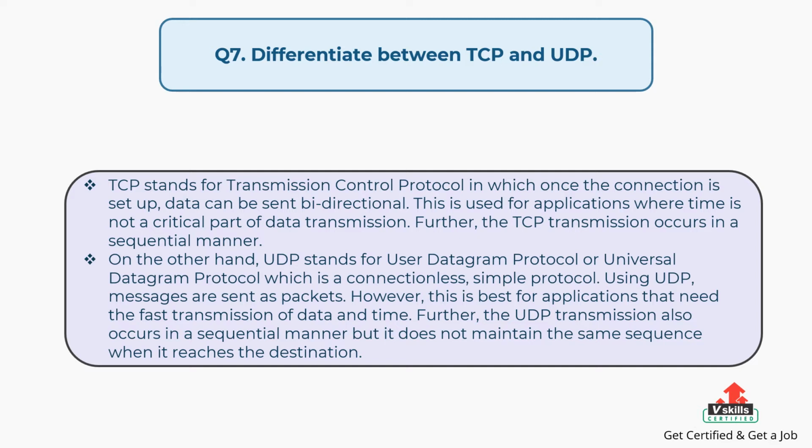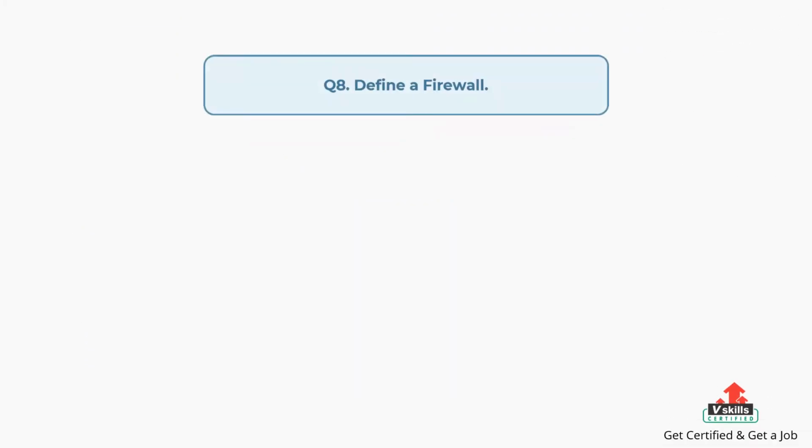On the other hand, UDP stands for User Datagram Protocol or Universal Datagram Protocol, which is a connectionless, simple protocol. Using UDP, messages are sent as packets. However, this is best for applications that need the fast transmission of data and time. Further, the UDP transmission also occurs in a sequential manner, but it does not maintain the same sequence when it reaches the destination. Question number 8.